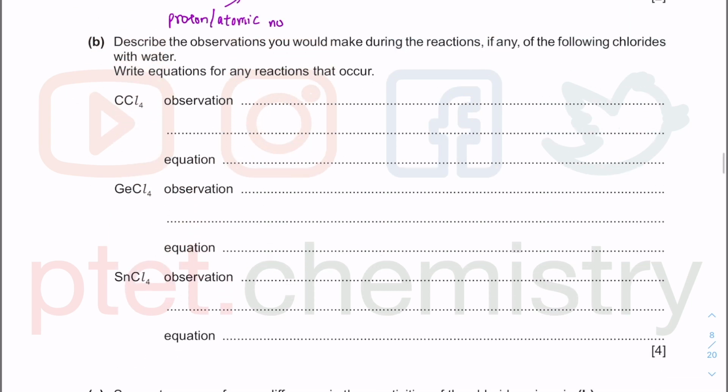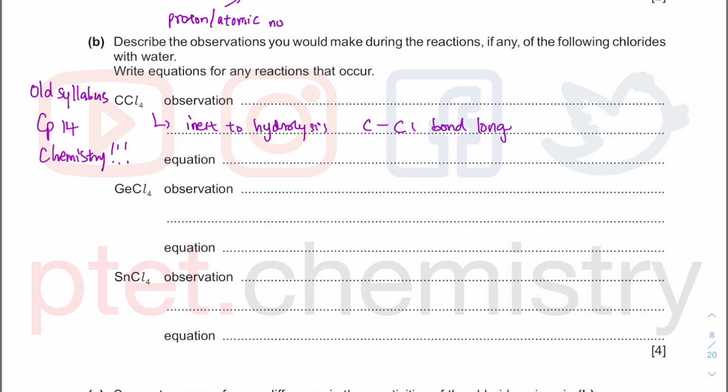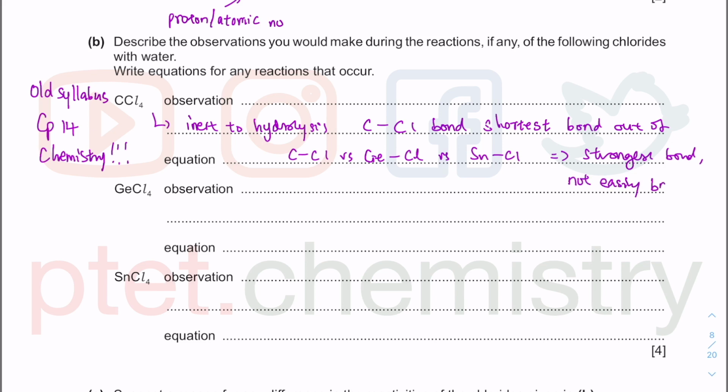In terms of this next part of the question, I don't think you need to learn about them. They are from the old syllabus prior to 2016. This was the group 14 chemistry that they would have learned previously. But the CCl4 is basically inert to hydrolysis, as the C-Cl bond is the longest out of the three. It's the shortest out of the three actually, because of the small size of carbon. So if it is the shortest, something is definitely wrong with this thing here today. It's the shortest bond out of C-Cl versus Ge-Cl versus Sn-Cl, and therefore it is the strongest bond, and therefore not easily hydrolyzed, not easily broken.